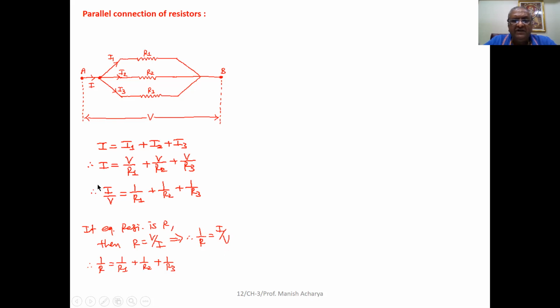So in this equation, if we replace I by V with 1 upon R, then we can write the equation 1 upon R equal to 1 upon R1 plus 1 upon R2 plus 1 upon R3. So using this equation, when we calculate R, then we can say that is the equivalent resistance of this parallel combination of resistors. Suppose we have n resistors in parallel connection.